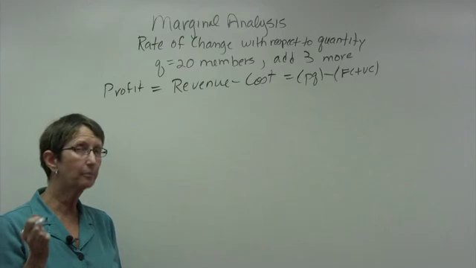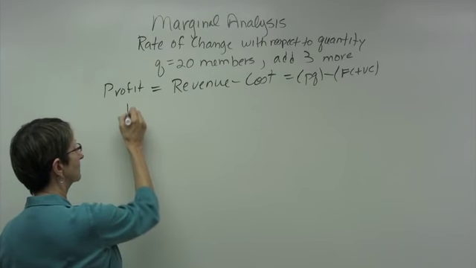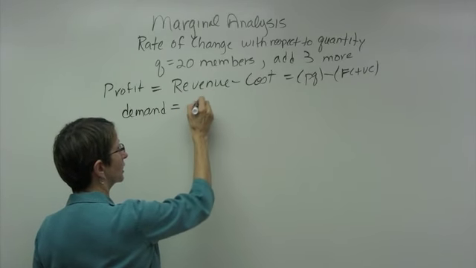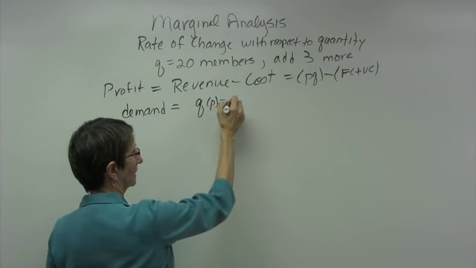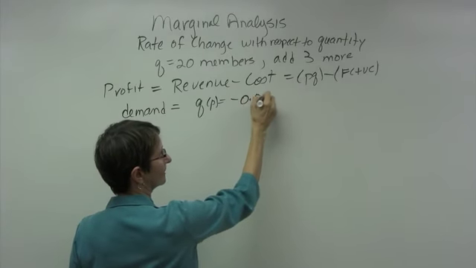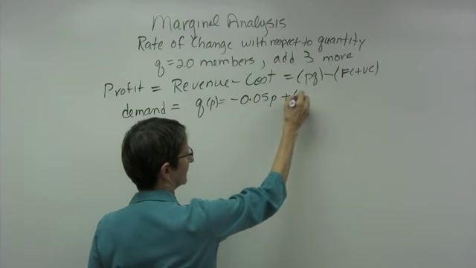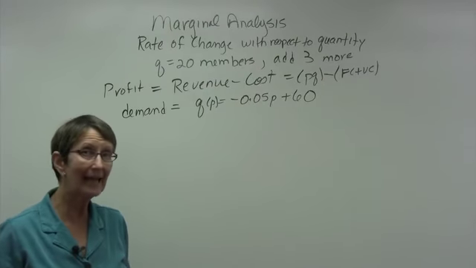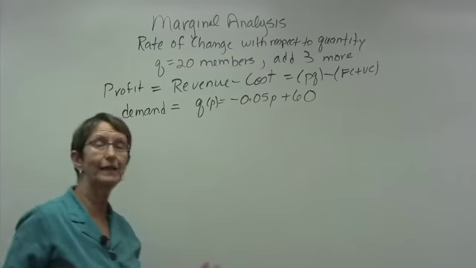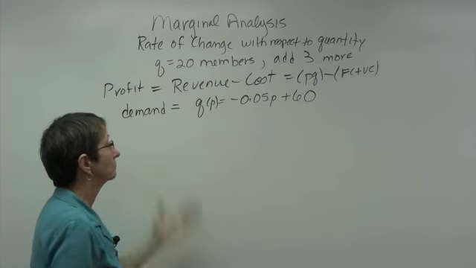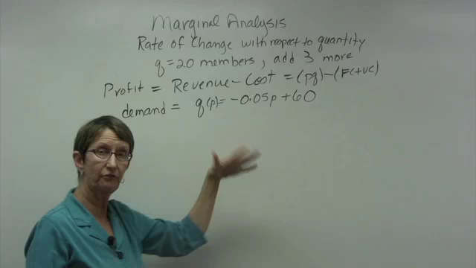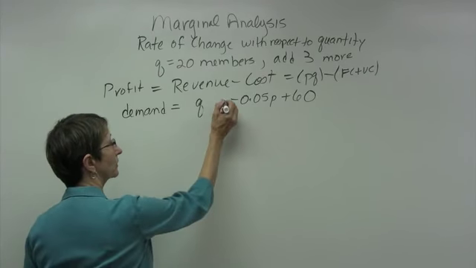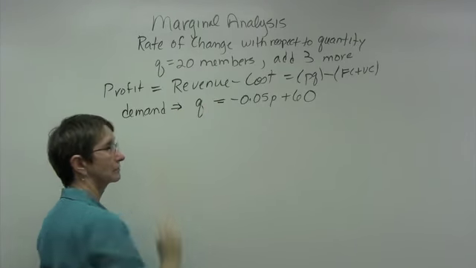We have one big problem, though. We're given that the demand function is the function Q of P equal to negative 0.05P plus 60. P is the variable. P can't be the variable. We have to have quantity Q as the variable. But that's okay. We'll just solve for P and find out how we have this equation with Q as the variable.